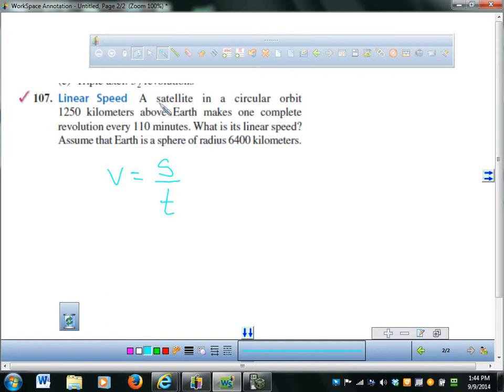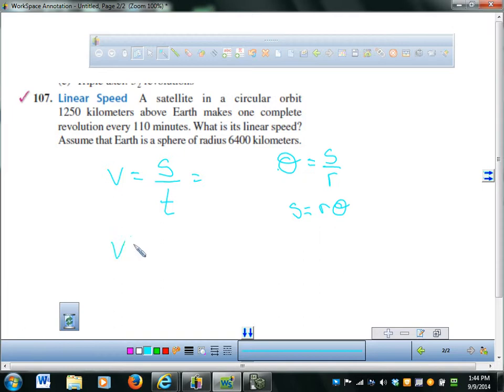So in this case, we have a satellite in a circular orbit 1250 kilometers above the Earth. The Earth makes one complete revolution every 110 minutes. That's your time. What is its linear speed? So S, in this case, we have another formula for the arc length. If we know that theta from the last problem is S over R, that means solving for S, S is equal to R times theta. That's a formula for finding the arc length when you know theta in radians, all right?